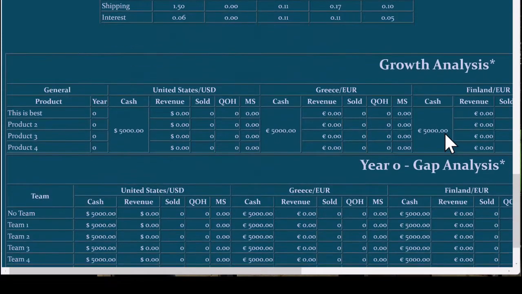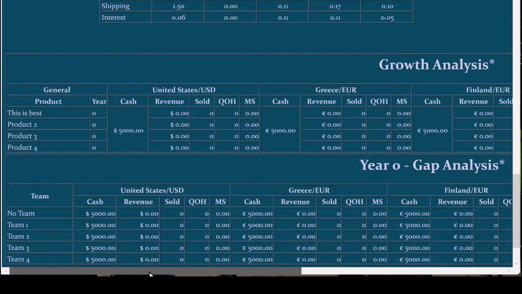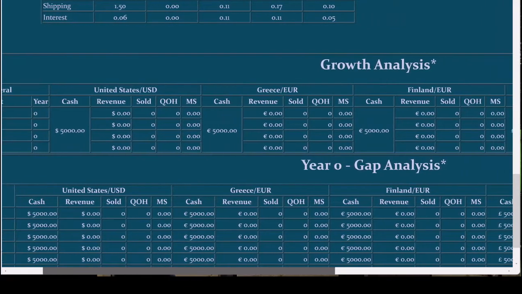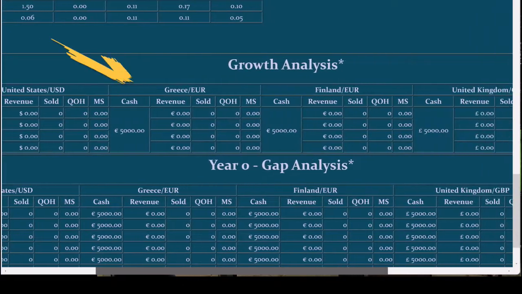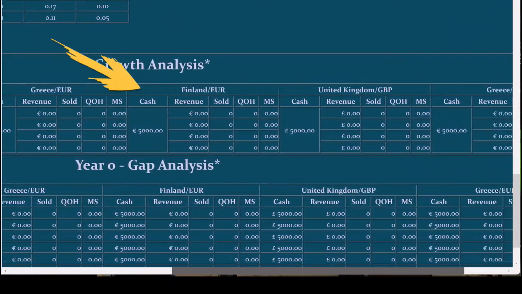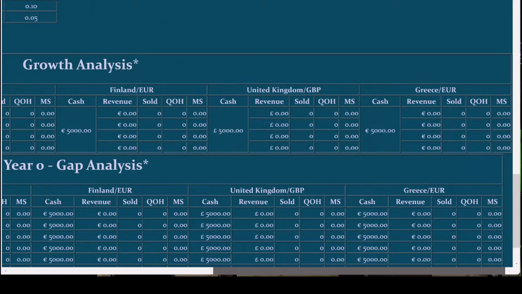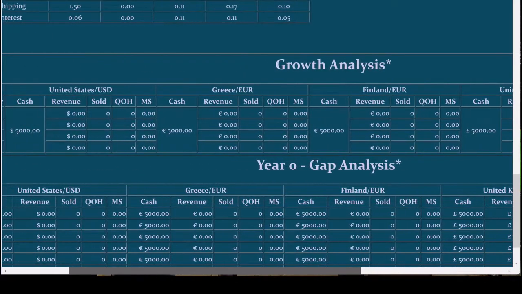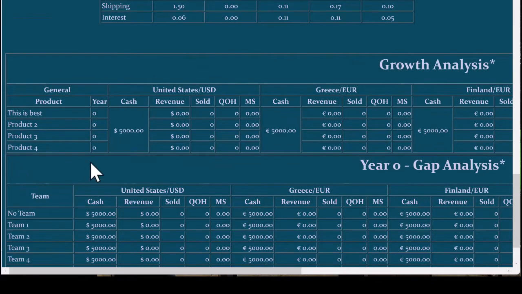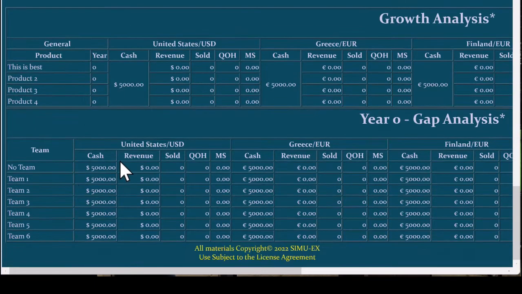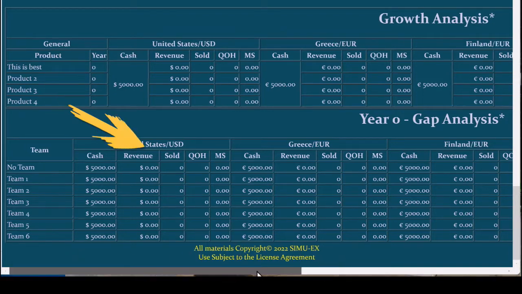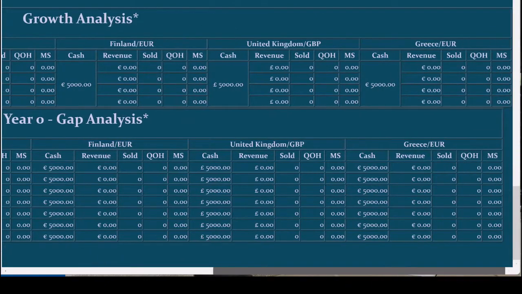Once we're done looking at the current economic conditions, we have two analyses. One of them is the growth analysis, which shows each product's growth over the fiscal periods that have been played to date. As you can see in our example here, we are currently in the first fiscal period, so it shows you the product information. In addition, the gap analysis shows you by team where the teams have concentrated their efforts, where they have been selling products, and so on.